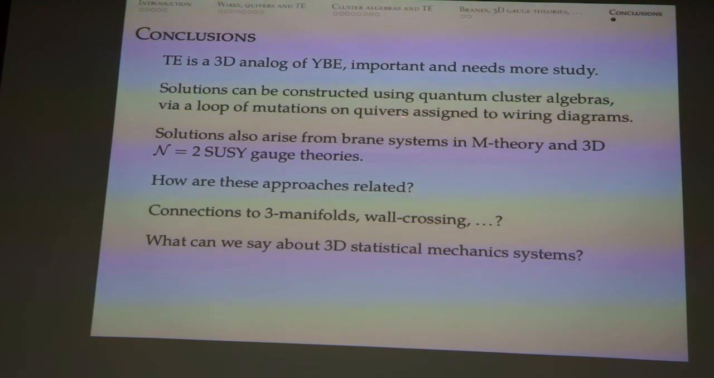So now we have different approaches. One obvious question is how these approaches are related, because you actually can obtain the same solution. And then, as I said, it seems like there are connections to three-manifold geometry and wall crossing. What exactly are these connections? And finally, I think as a physicist, I would like to come back to physics. So how can all of these be related or useful for understanding three-dimensional statistical mechanical systems? So that would be the final goal.